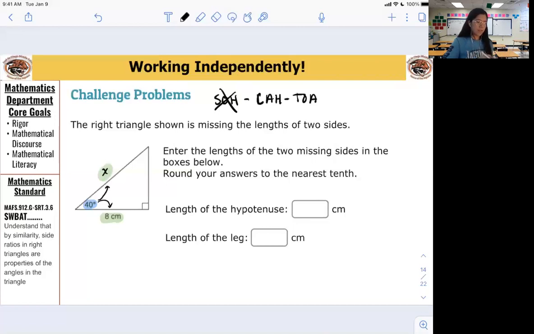So you can automatically X out T. It has an opposite in it. So it's not tan, it's cosine we want to use, because we have the adjacent side and we have the hypotenuse. The only function that involves the adjacent and the hypotenuse is cosine.